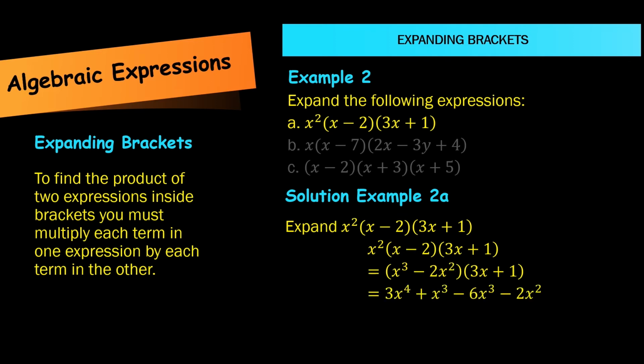Now we deal with the second pair of brackets as well. So x cubed times 3x, x cubed times 1, minus 2x squared times 3x, and minus 2x squared times 1, to give us the expression shown. 3x to the 4 is carried down. The x cubed terms are added together, so x cubed minus 6x cubed is minus 5x cubed. And there's only one x squared term.